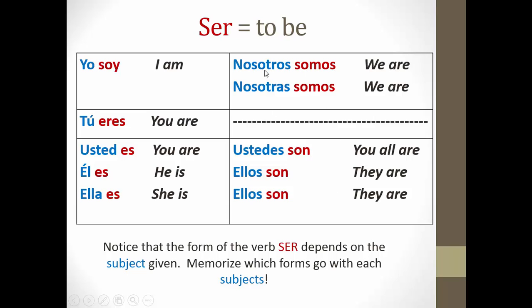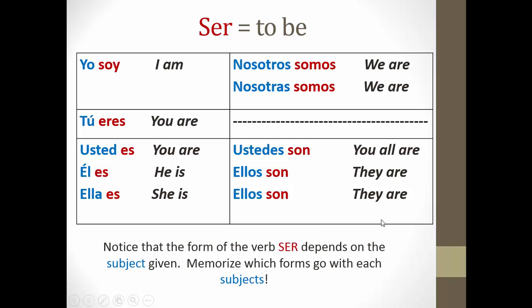Let's go to the plural side of the chart. Nosotros somos means we are, if this is all a group of boys or a group of boys and girls. Nosotras somos means we are as well, but this would have to be a group of girls. Down here we have ustedes son, which means you all are. This is their plural, you guys. And then ellos and ellas son means they are. I apologize here. This should say ellas instead of ellos. So it should be E-L-L-A-S instead of E-L-L-O-S. So notice that on your note guide it says ellas.